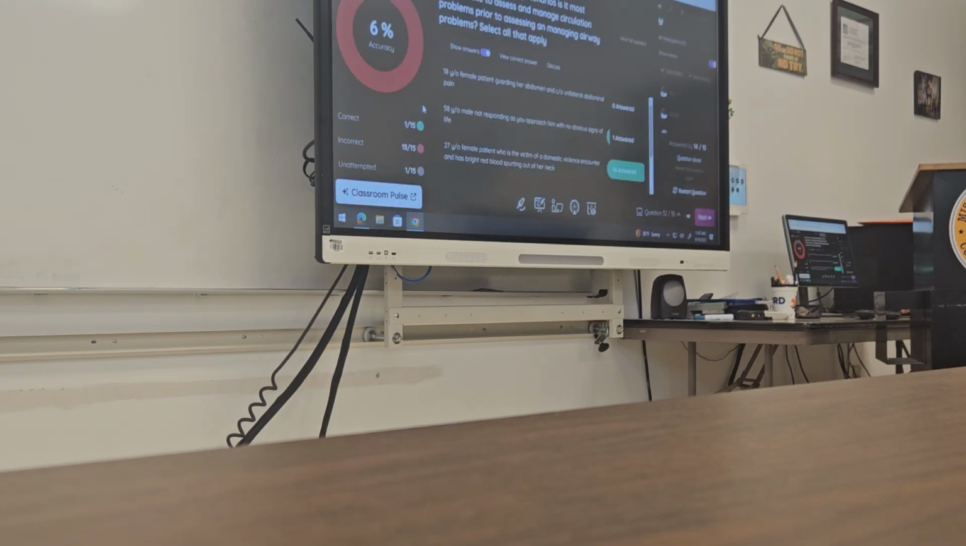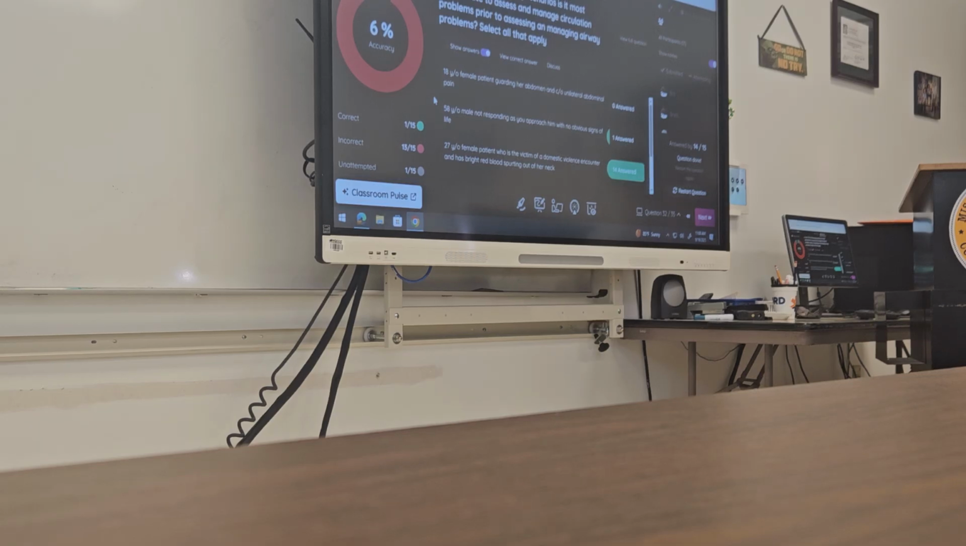There are 2 on here. There are 2 times that you do a CAB assessment. So most of the time when you're doing your primary survey, it's ABCs, right? The 2 times that you do CAB is if, when you are approaching the patient, they have like 0 signs of life. They're not moving, you can't see chest rise, you're calling their name, they're not responding, you have no indication that the person you are approaching is alive.